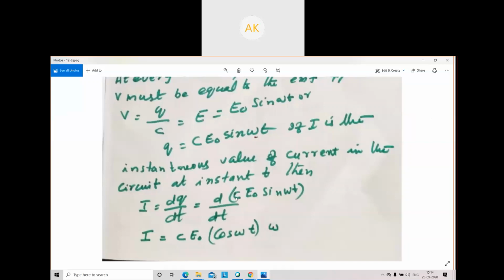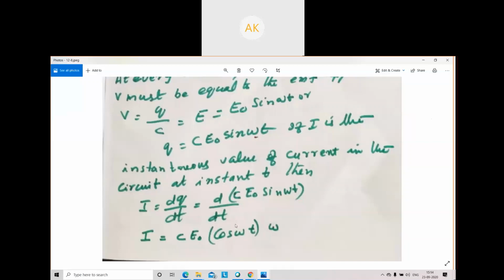C is the capacitance of the capacitor. It is not varying. And E0 is the peak value of EMF. So that is a constant value, not varying. Peak value will not vary. Instantaneously EMF is varying, but peak value is always a constant. So it is taken outside. C E0 into d by dt of sin omega t. Differentiation and all you have studied. So you know what is d by dt of sin omega t.